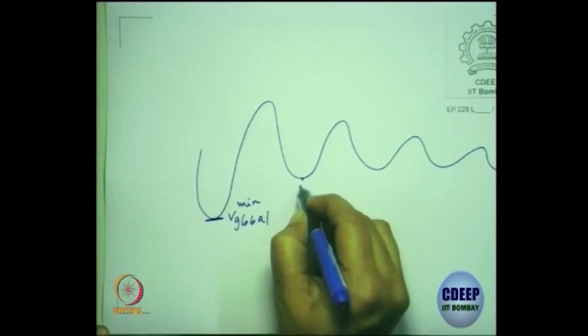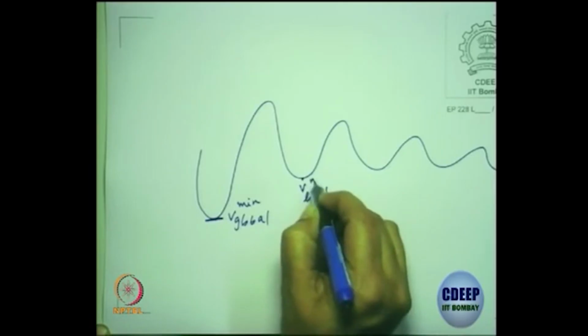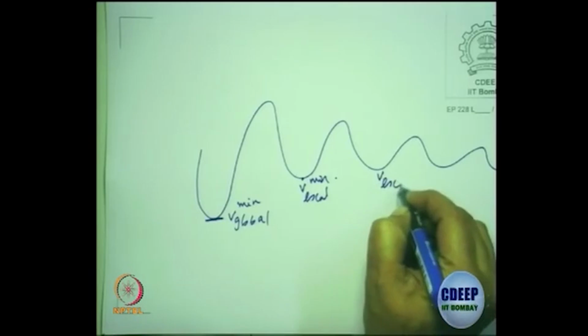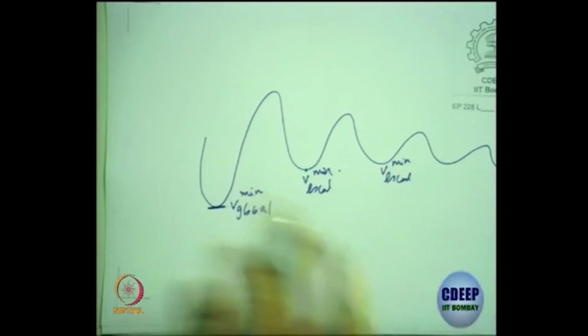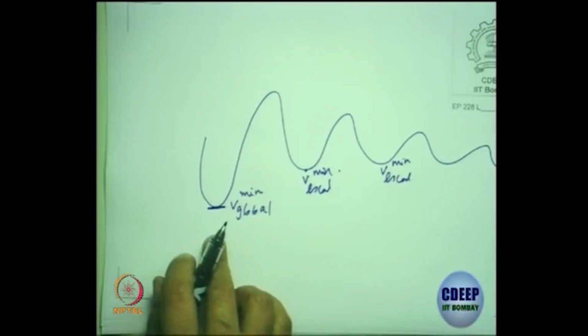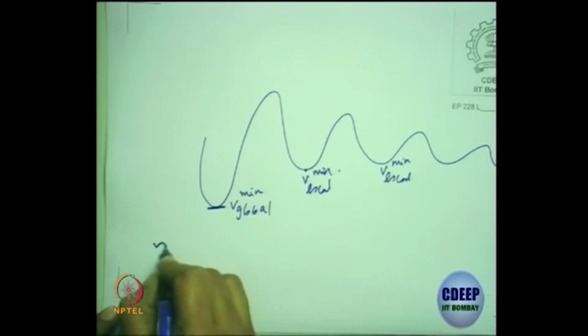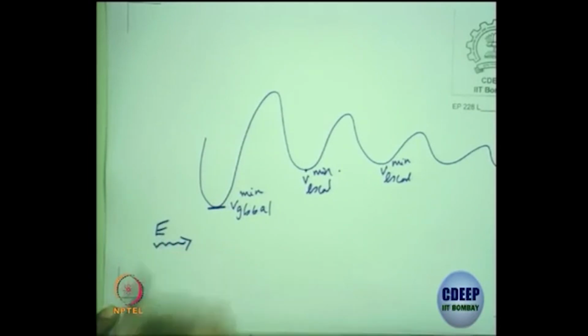These are V local minima. They are all local minima. They are not global. This is the global minimum. Suppose this is the whole range of the region I am taking. The lowest potential energy will give you the global minimum. If the energy of the particle which is coming is less than the global minimum, is there a solution possible?